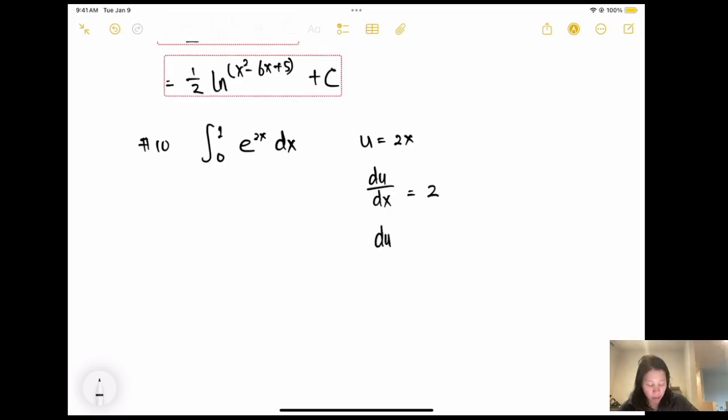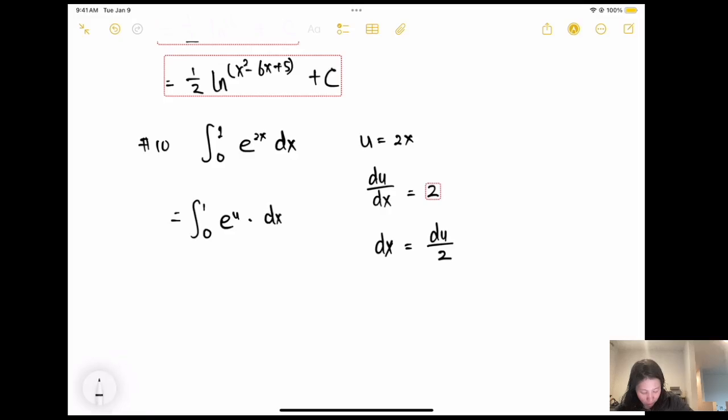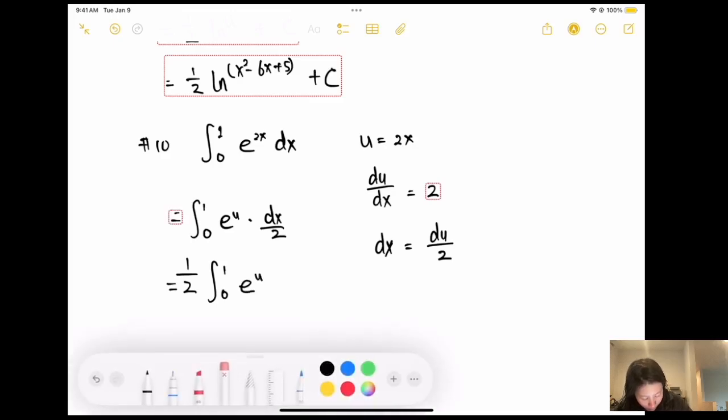By now, lots of you might be able to do this very quickly. If you can't, please practice more. So I have dx equals du over 2. Now I substitute u and dx back into the function. I have from 0 to 1, e to the u, times dx over 2, sorry. Now simplify it. I get 1/2 times the integral from 0 to 1 of e to the u du, not dx.